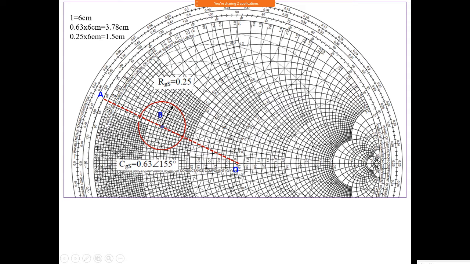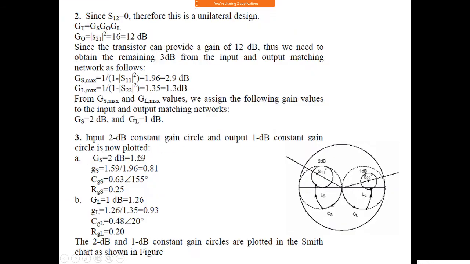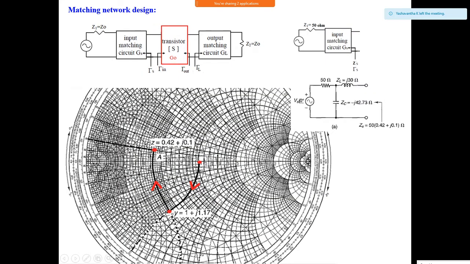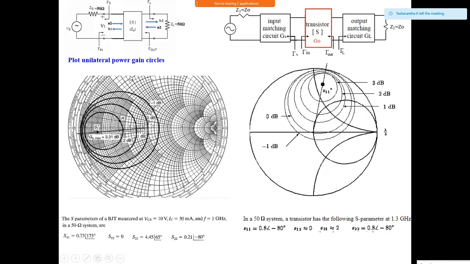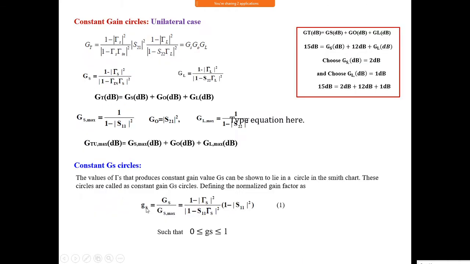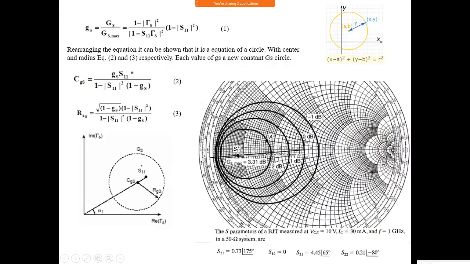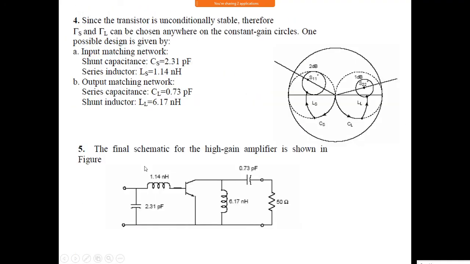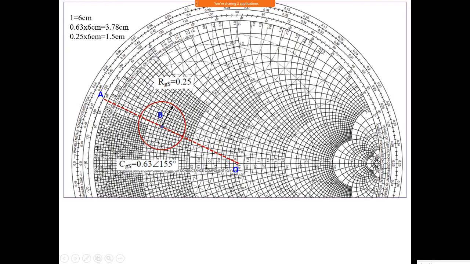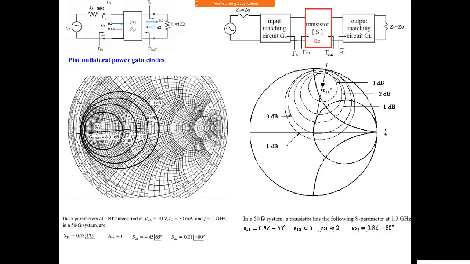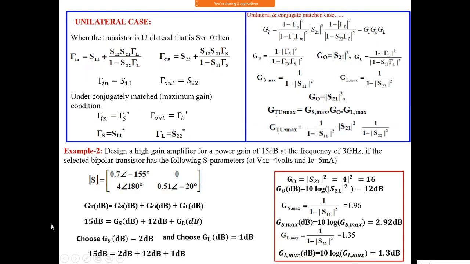This is for CGS. For the input gain, I want an input gain of 2 dB. See, this is what I want in the problem: GS of 2 dB. So the 2 dB circle I have drawn here. This is the 2 dB circle I want, that is for GS. Similarly, GL of 1 dB I want.